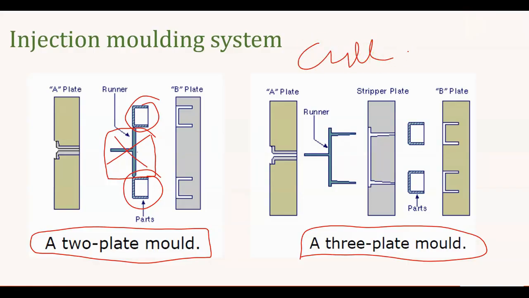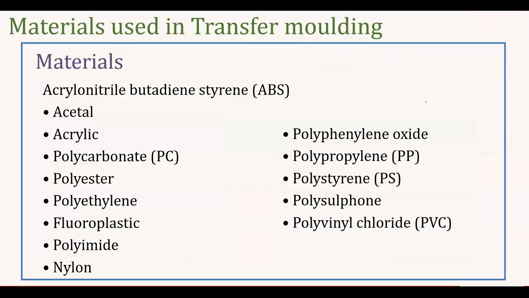If you use 3-plate molding, the sprue system, that means the runner system, is obtained separately, and the part we can also get separately. So either you can use a 2-plate molding or a 3-plate molding, as we have seen in the previous molding processes. Coming back to the material, almost every thermoplastic material can be used in the injection molding process.